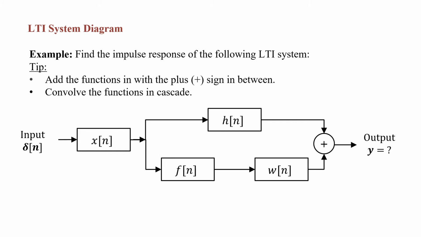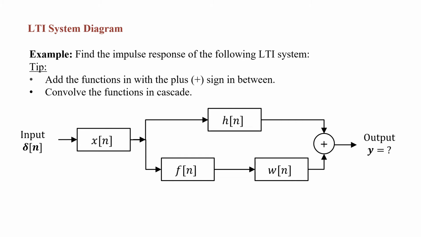Now we'll move on to the topic of linear time invariant systems and how we can calculate the impulse response of such a system. The impulse response of a system is defined as the output of that system if we apply the impulse function, or the delta function, as its input. As an example, we'll solve for the impulse response of this given diagram.